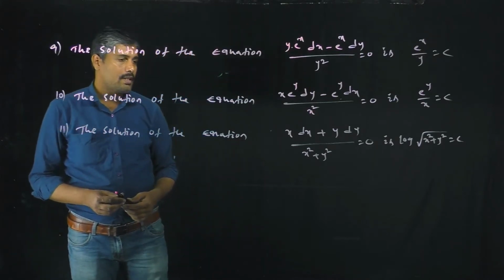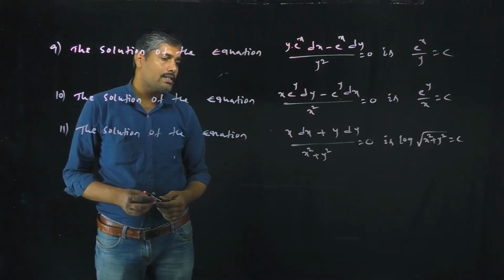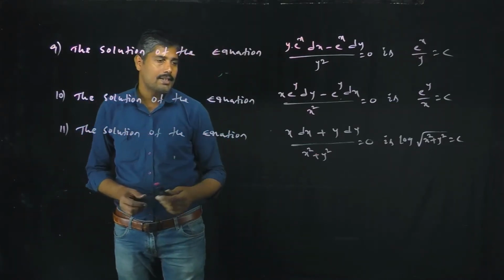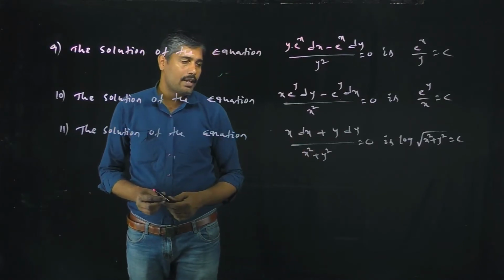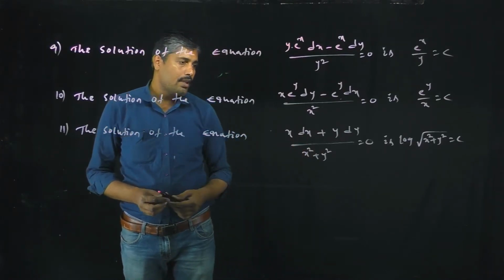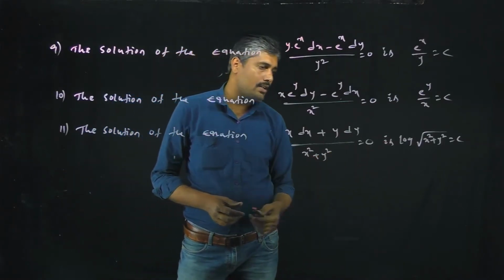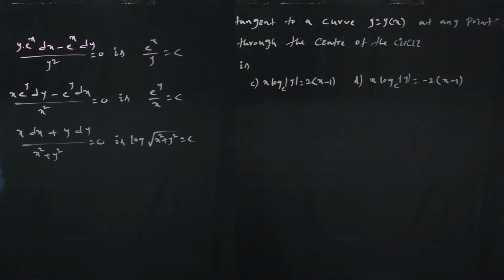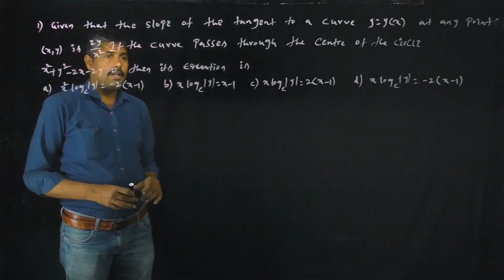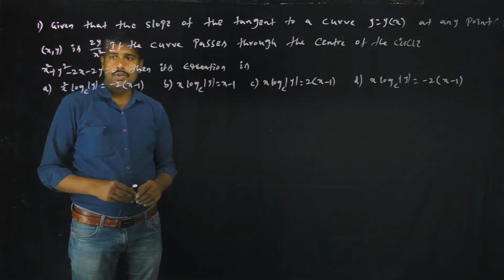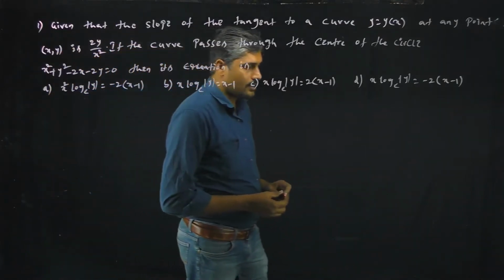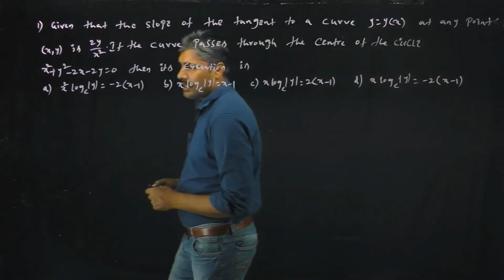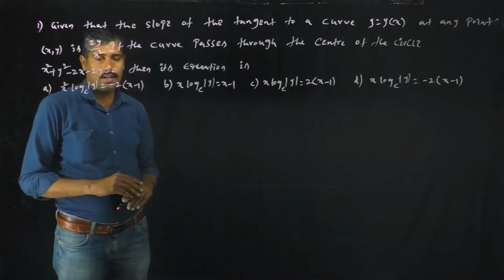Suppose the equation is (x dx + y dy)/(x² + y²) = 0. Then the solution of the differential equation is log √(x² + y²) = c. Now let's see some previous years' mains problems, from 2019 back to 2000. Before the exams, see some questions on differential equations from previous exams.